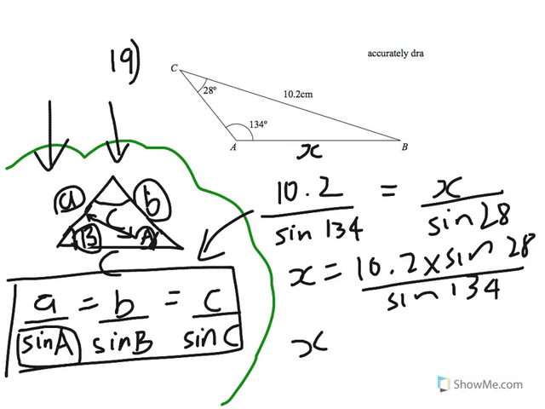And the answer is x is equal to 6.659 and so on, which is just 6.66 when you round it off to 3 significant figures.